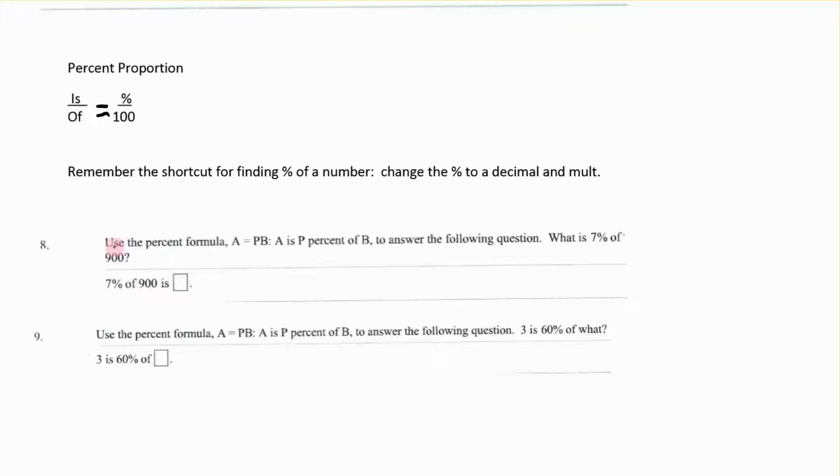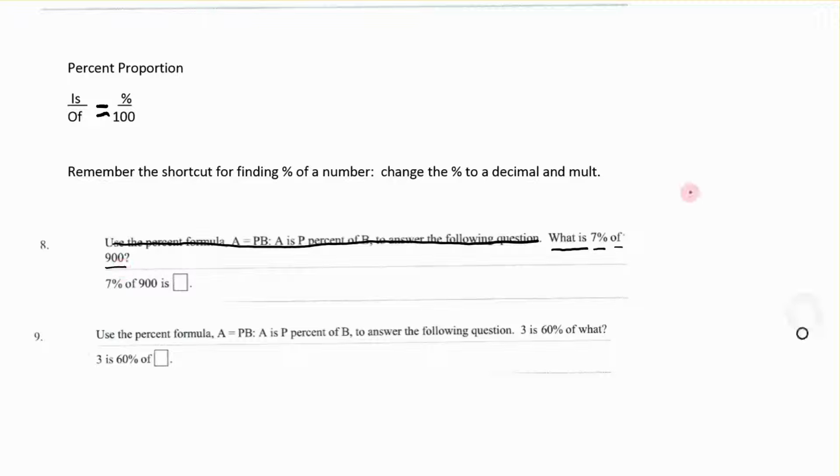All right, it starts out on number 8. It says use the percent formula, and I'm getting rid of all that because I don't do it that way. What is 7% of 900? It says what is, that means is unknown, 7%, that's your percent number, of 900, that means 900 is the of number.